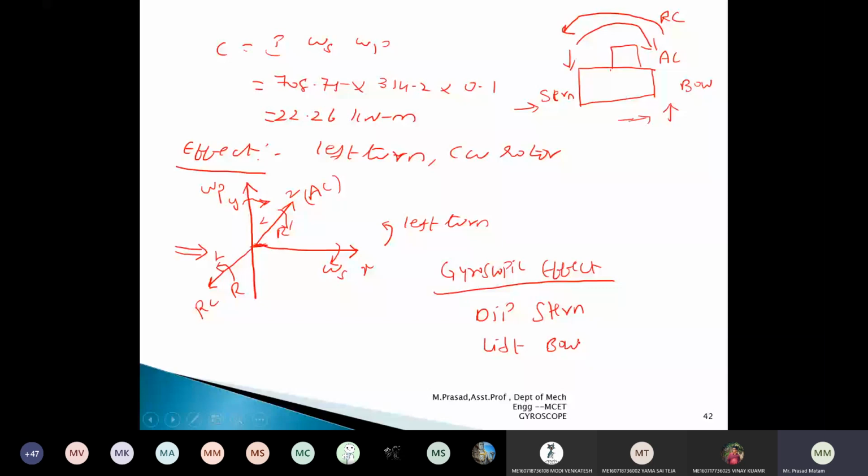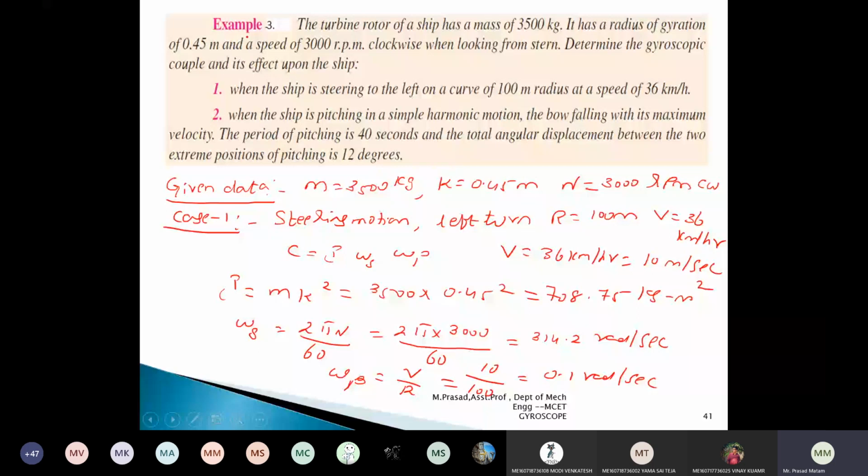Now let us go for case 2. What is case 2 we are having? I would like to show the problem again. See the case 2. The case 2 is the ship is pitching in a simple harmonic motion and the bow is falling. The last problem, yesterday, we have solved, the bow is rising. When the bow is rising, what is the gyroscopic effect we are getting? Ship moves towards the right side, that is, the ship moves towards the starboard. Now, opposite to that case, we are doing this problem.